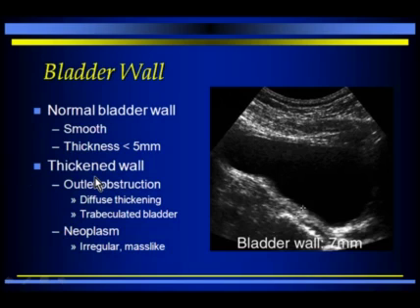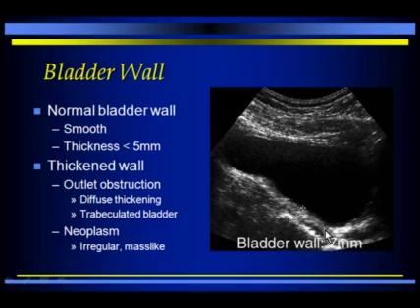Now when we look at the bladder wall, the wall of the bladder should be smooth and thin. In general, the bladder wall should be less than 5 millimeters in thickness, and we like to measure that bladder wall with the urine as a nice anechoic contrast to the wall, and then with the bright fat in back of the bladder here showing you where the other side of the wall is, the outside of the wall. So this is bladder wall here, and this is a thick bladder wall measuring 7 millimeters.